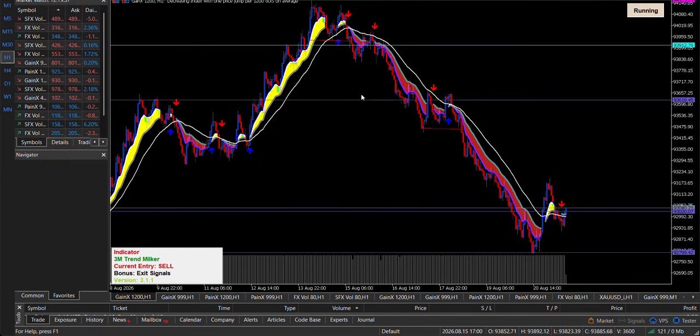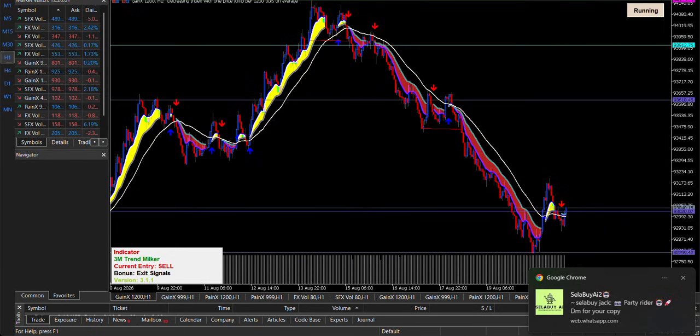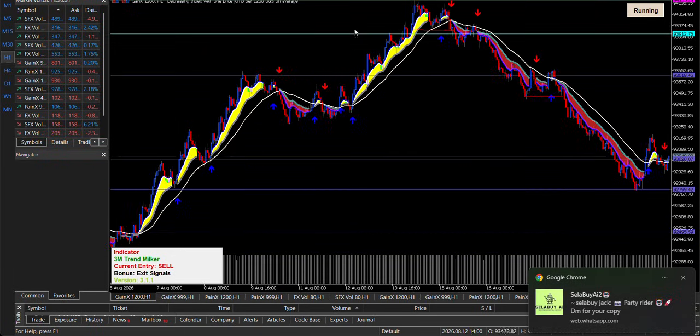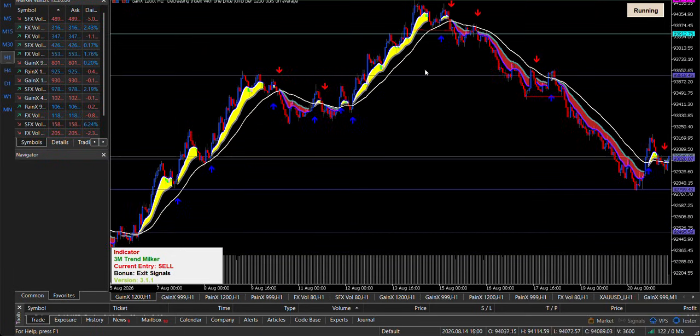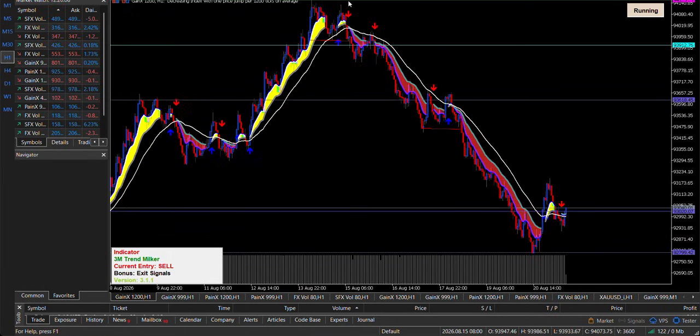And in case you don't know, guys, we are on the 1 hour time frame. You can see how big this profit is going to be, how sweet this is going to be if you are actually taking this particular trade.